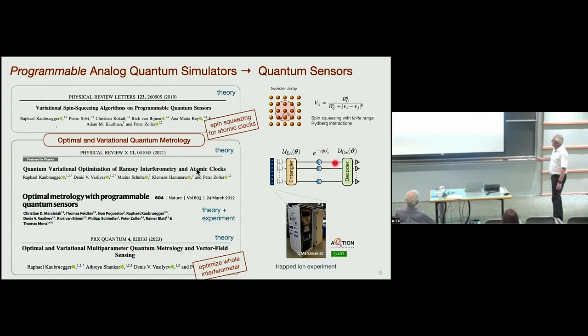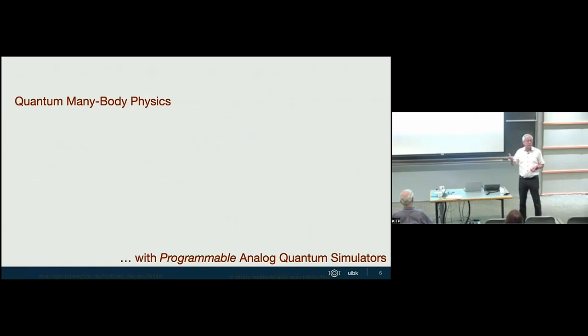So given this stage, what I would like to do now is go a little bit back and tell you why I believe it is a good idea to think about this interface between quantum simulators for many-body physics, but then also using them as a programmable platform in the context of quantum metrology. So when we talk about quantum many-body physics, we talk about these programmable analog quantum simulators over here.